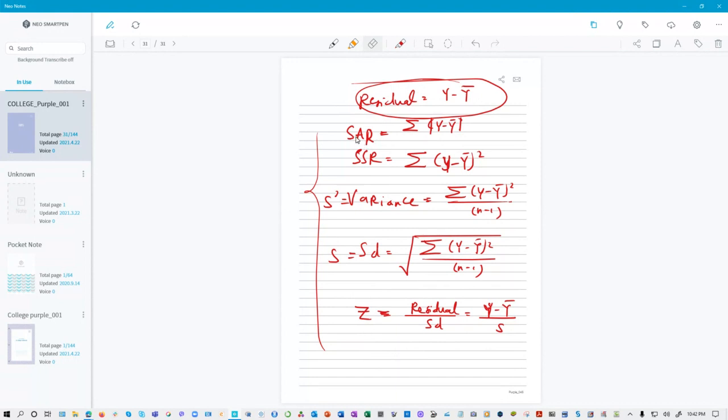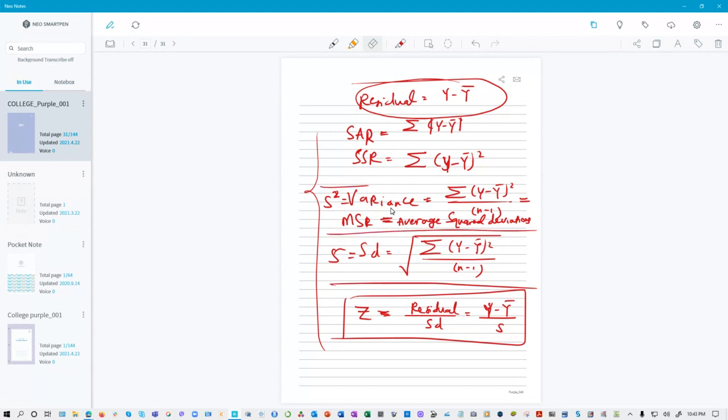We talk about the sum of absolute residual. We talk about the sum of squared residual. We talk about the mean squared residual, which has another beautiful name: the average of squared deviations. Then we talk about the standard deviation, and then the Z-score. This is everything for the residual, because the residual is so important.